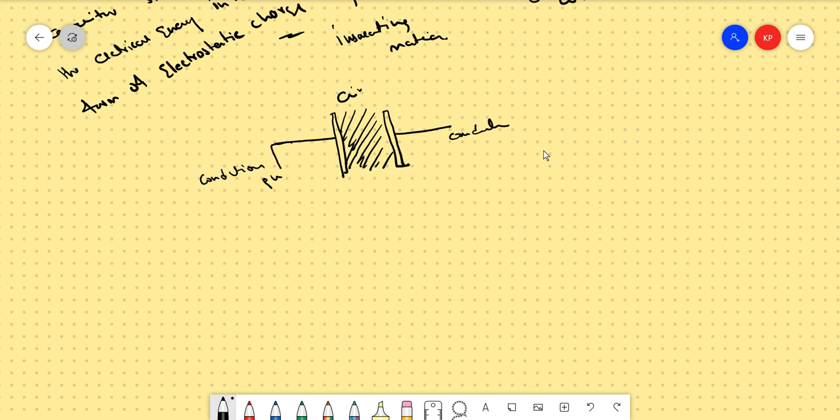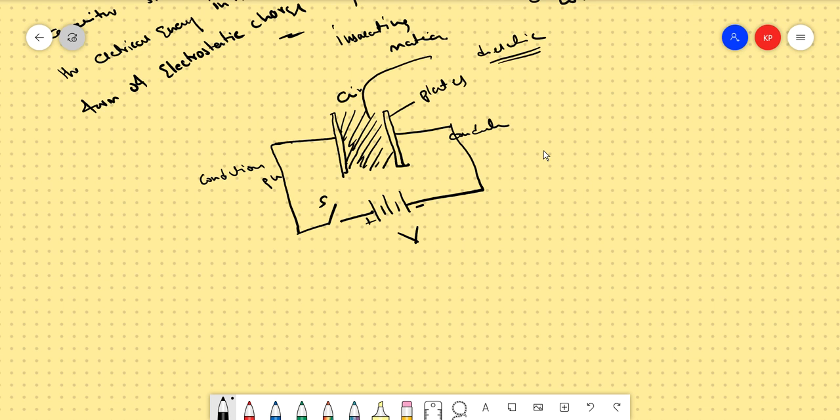Now I am giving a supply to these plates. I have placed a switch and a voltage source, so I am giving the supply with the help of a battery, with a switch, to these plates, right? The conducting materials are called the plates of the capacitor, and the insulating material is called the dielectric. So this is the dielectric and these are the plates.